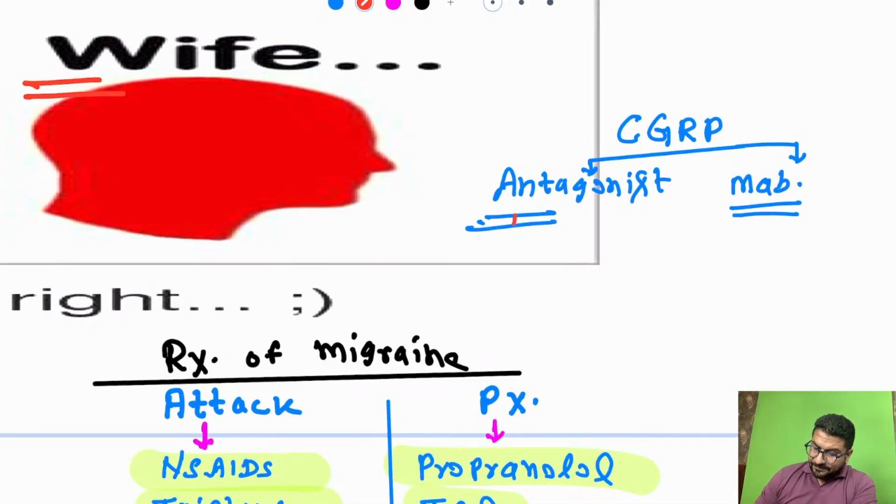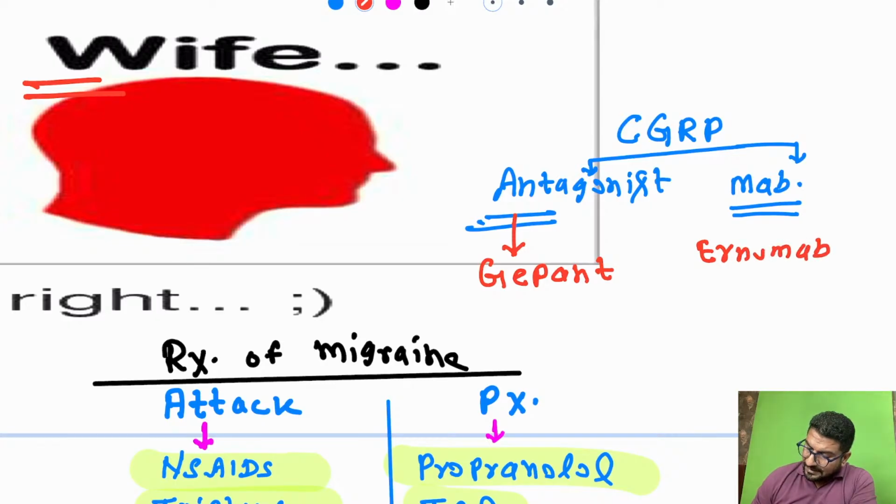So understand this thing, CGRP antagonists you can remember इनके end में G-pant होगा, so they will end in G-pant. Ubrogepant, Rimegepant, these are G-pant. And the antibody that we have is called erenumab. Galcanezumab.